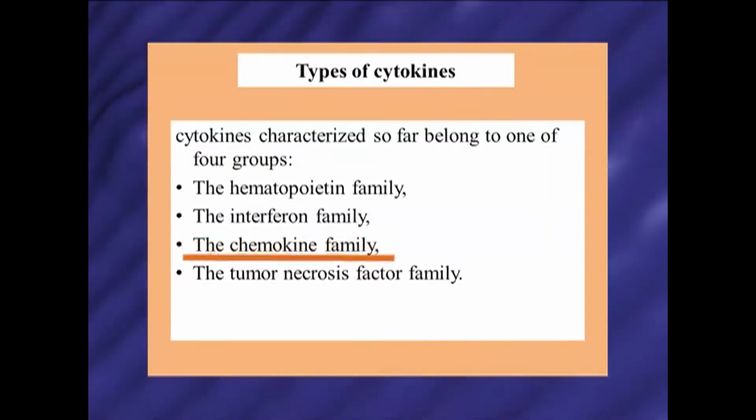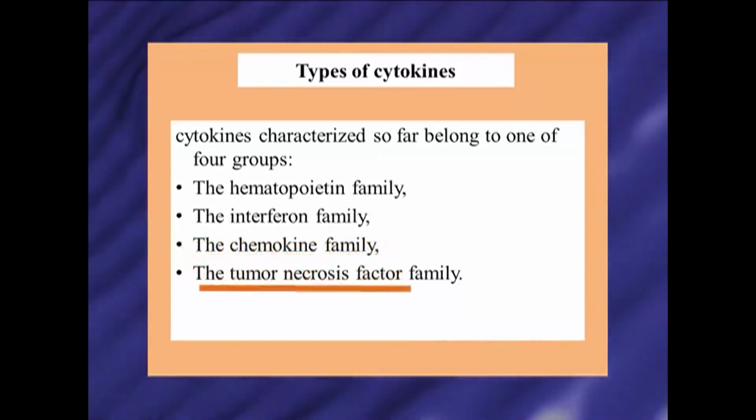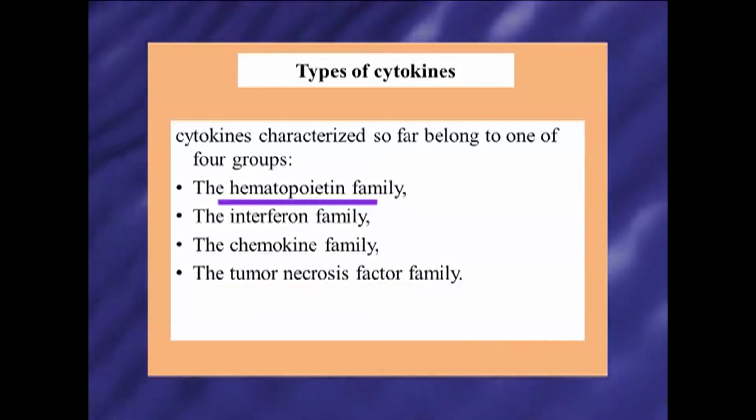Now as I told you, so far more than 100 different cytokines have been discovered, and depending on their structure they can be divided into 4 groups: the hematopoietin family, the interferon family, the chemokine family and the tumor necrosis factor family. The members of the hematopoietin family are responsible for hematopoiesis, that means blood cell generation in bone marrow. And some of them are called interleukins because they are secreted from lymphocytes and work on other lymphocytes.